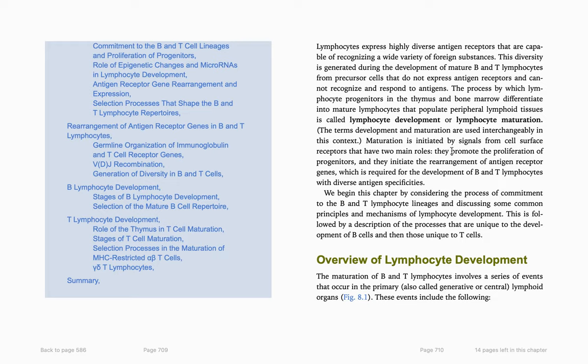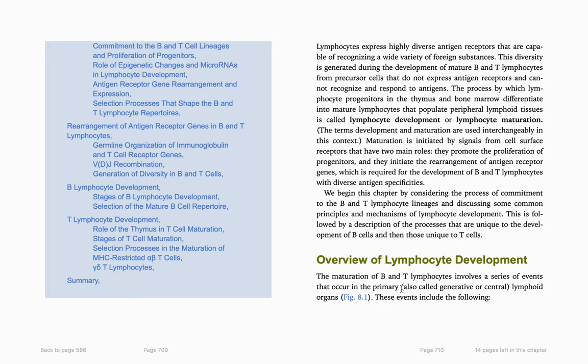Maturation is initiated by signals from cell surface receptors that have two main roles. They promote the proliferation of progenitors and they initiate the rearrangement of antigen receptor genes, which is required for the development of B and T lymphocytes with diverse antigen specificities. We begin this chapter by considering the process of commitment to the B and T lymphocyte lineage and discussing some common principles and mechanisms of lymphocyte development. This is followed by a description of processes that are unique to the development of B cells and then some unique to T cells. Overview of lymphocyte development.